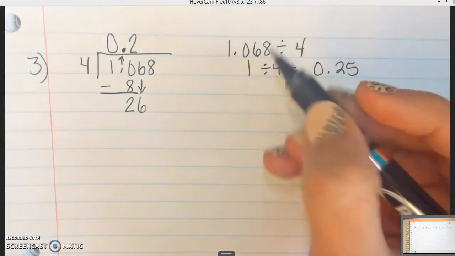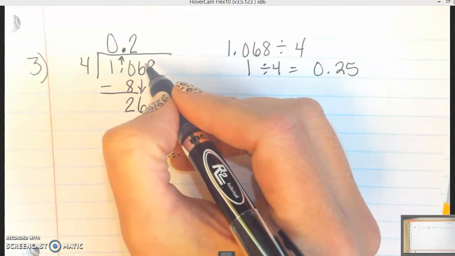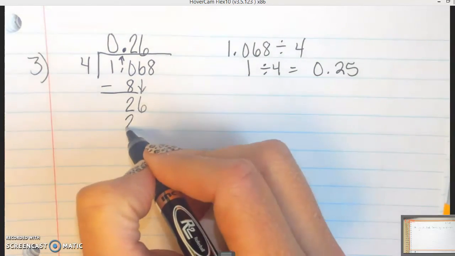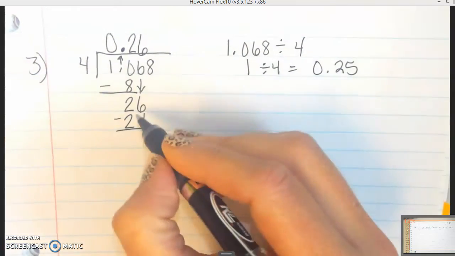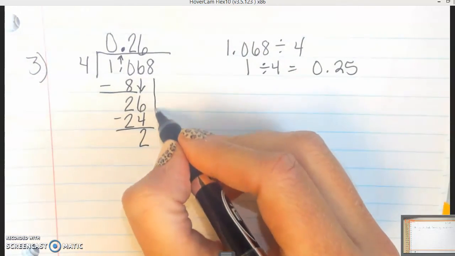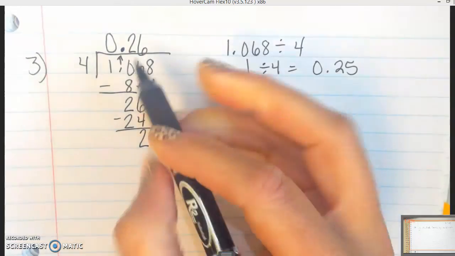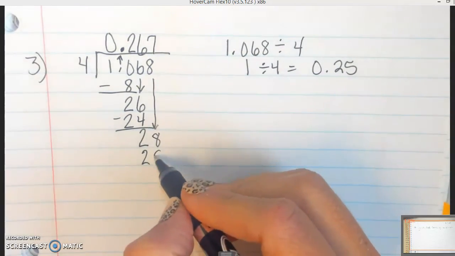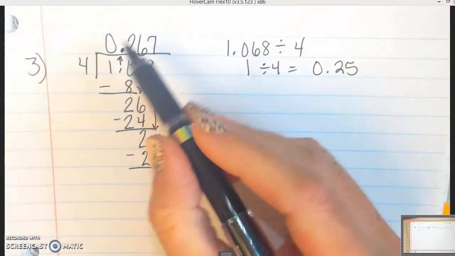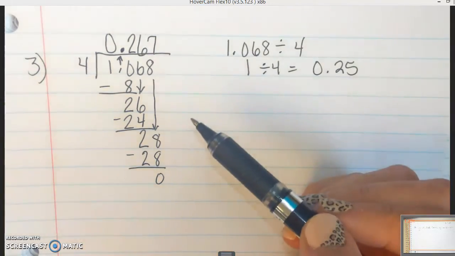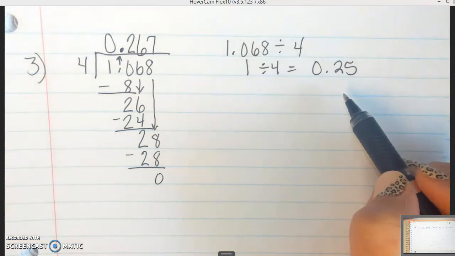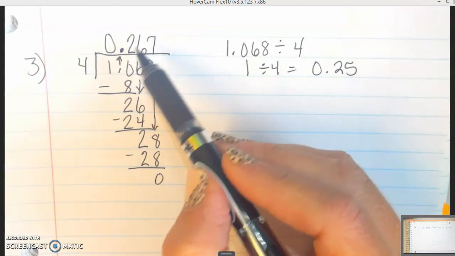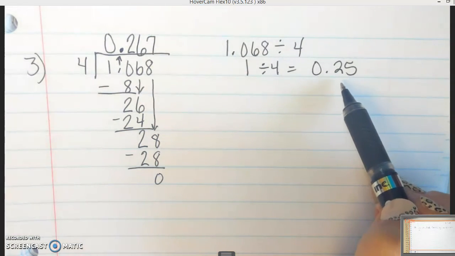Alright, how many times will 4 go into 26? 6. Because that's 24. 7 goes a little bit too high. So we subtract and bring down my next number. Now how many times will 4 go into 28? 7. There's your 7. Which gives me exactly 28. So notice my decimal is 0.267. Is that close? Yes. If I were to round this, if it were money, this would be 27 cents. And 27 cents is pretty close to 25 cents.